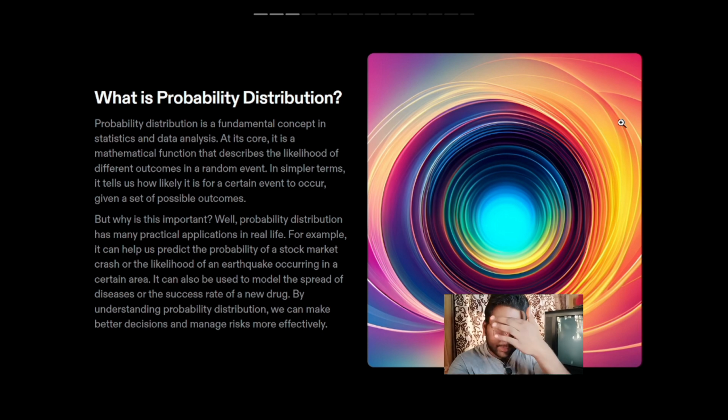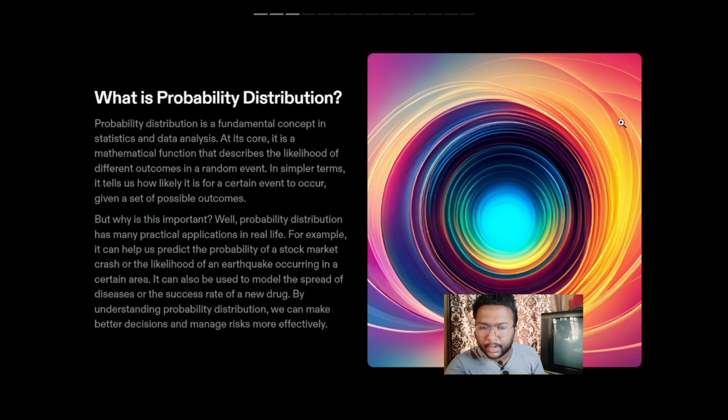So let's get started. What is probability distribution? Probability distribution is a fundamental concept in statistics and data analysis. At its core, it is a mathematical function that describes the likelihood of different outcomes in a random event. In simpler terms, it tells us how likely it is for an event to occur in a given set of possible outcomes. But why is it important?